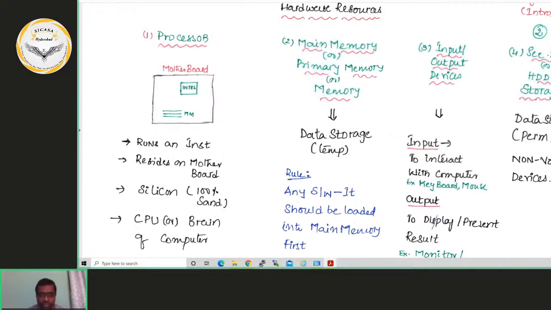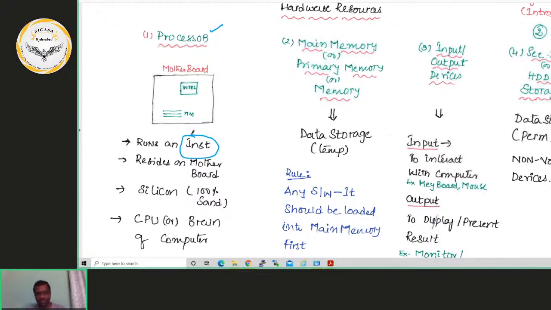The first one is a processor. What do you mean by processor? A processor is a component which runs an instruction. The instruction will be provided either by a user or a software, because what exactly is a software? A software consists of a set of electronic instructions. Now what exactly will a processor do? A processor will execute an instruction.